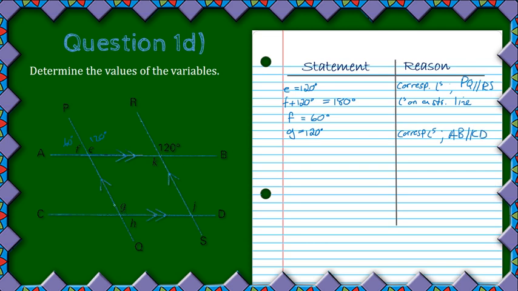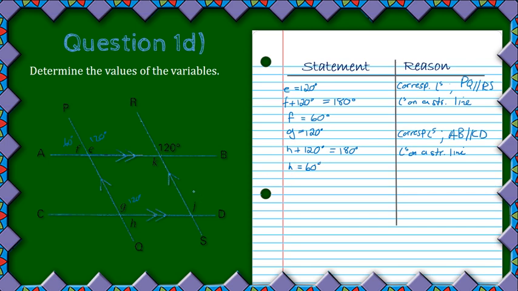Then we have H. Now G and H lie on a straight line, and if this is 120 degrees, they add up to 180. So H plus 120 degrees is equal to 180 degrees, and they are angles on a straight line, and therefore H is equal to taking the 120 over and subtracting it on the other side. H is equal to 60 degrees.